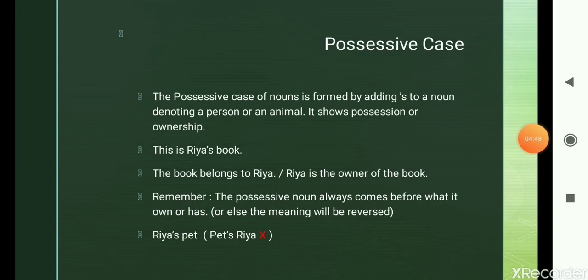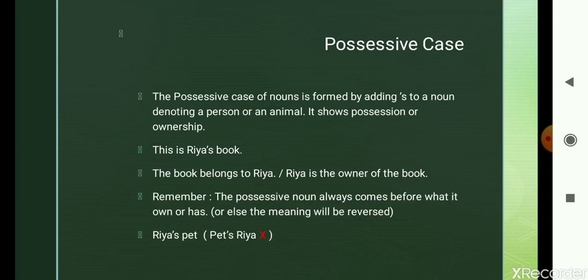Now come to the next case, that is the possessive case. The possessive case of a noun is formed by adding apostrophe s to a noun denoting a person or an animal. So basically it shows what? It shows possession or ownership. For example, if I'm saying this is Ria's book, this is Ria's book.